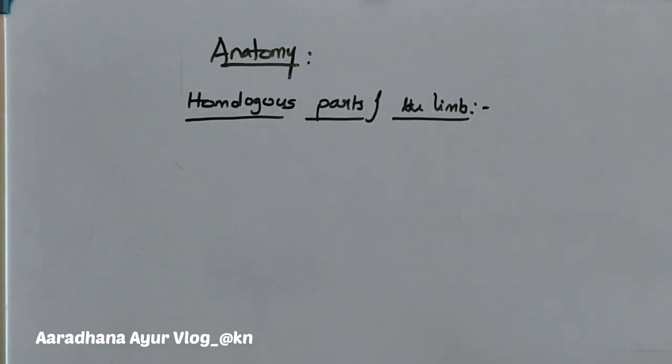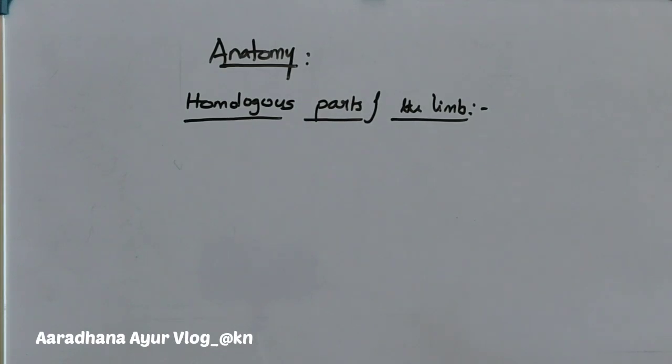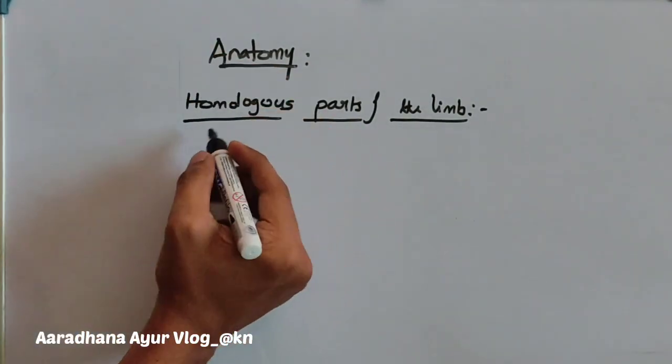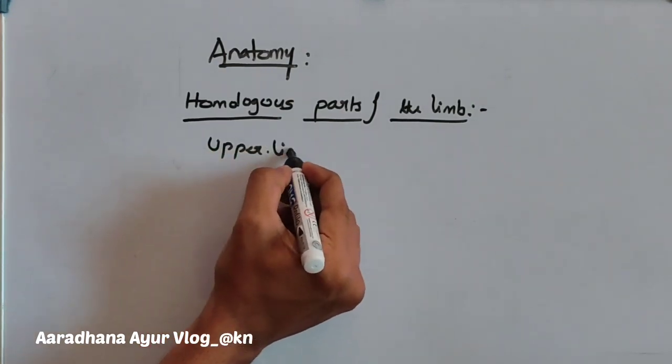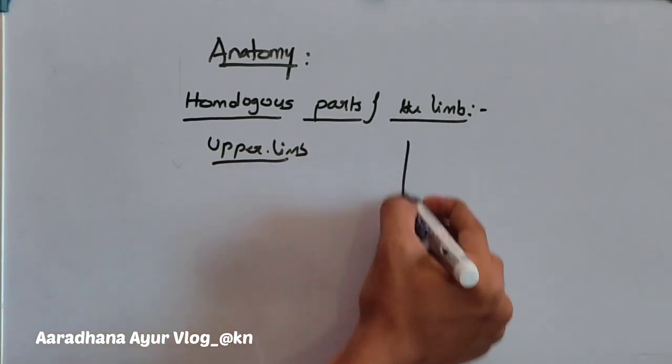So in this video, as you are seeing, we are going to discuss the anatomical class, that is a topic regarding the homologous parts of the limb. So homologous, that is the upper limb and the lower limb. So we will be discussing this point in this video. So let's start. Homologous parts of the limb: we will be discussing the upper limb versus the lower limb.